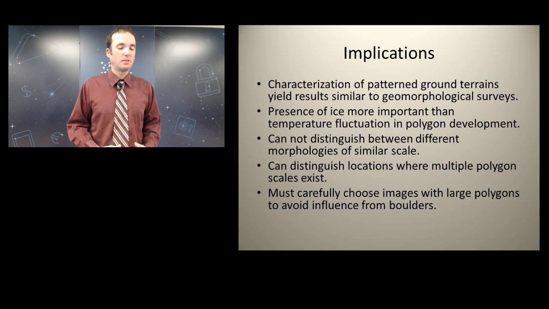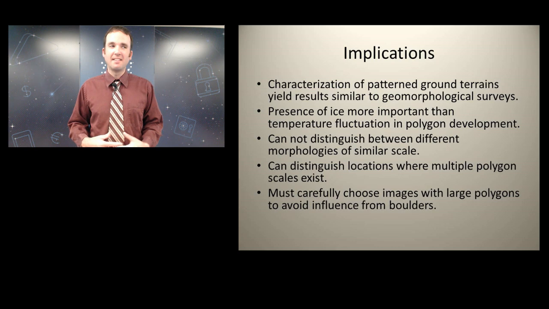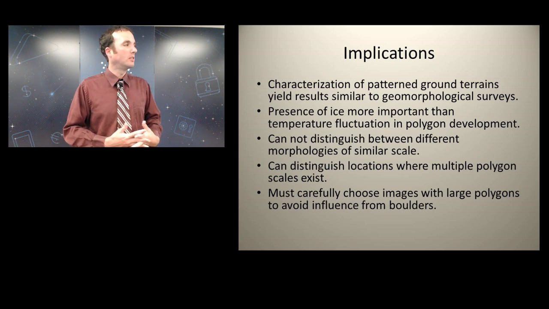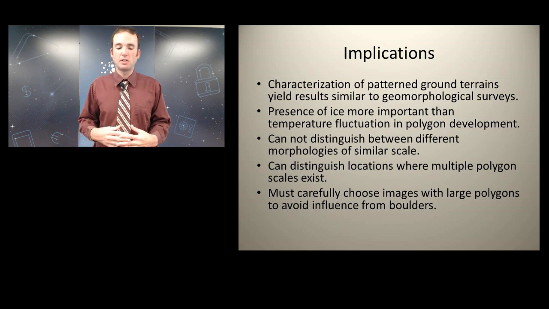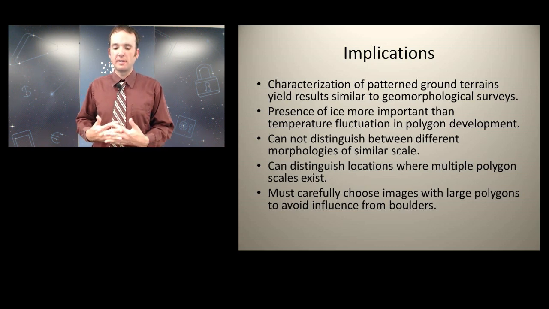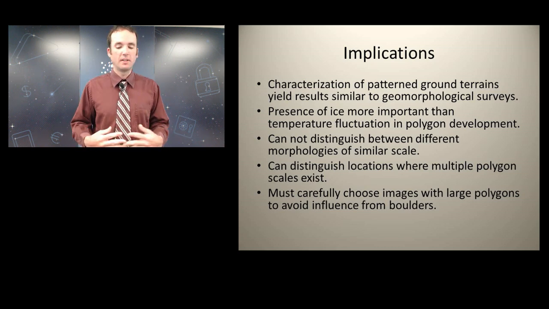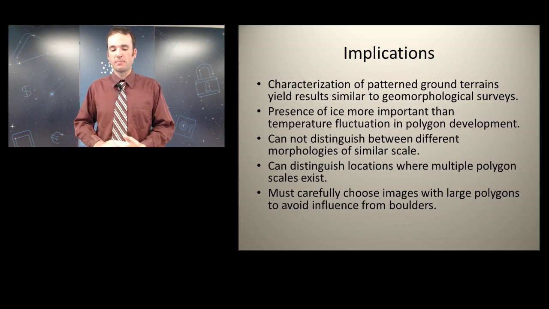The presence of ice seems to be more important than the temperature fluctuation in polygon development. And this is because we still see small polygons everywhere at all latitudes. And so maybe just having ice means that we can make polygons, and we're not really certain that the temperature fluctuation or the scale of the temperature fluctuation is as important.